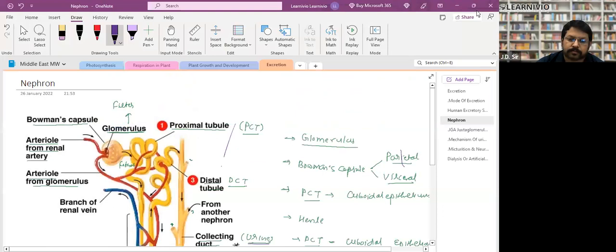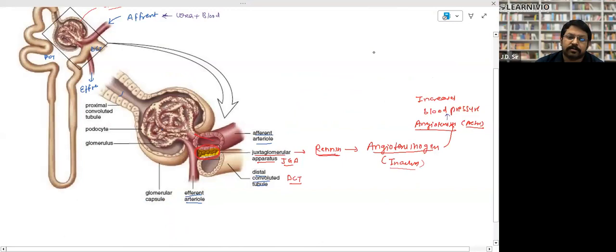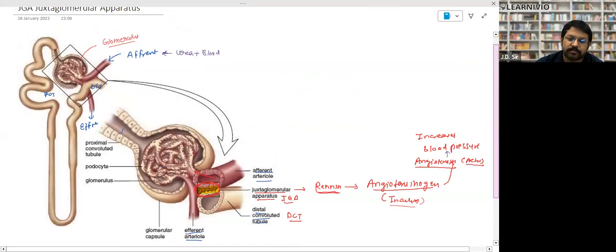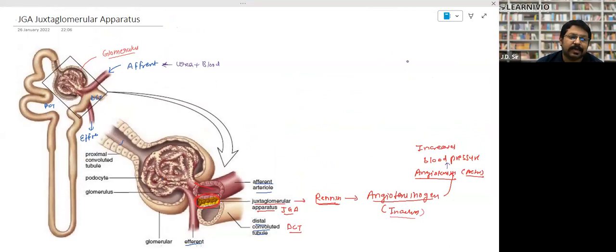This is one of the most important parts of this chapter, because there is one more important part. One of the most important parts of this chapter is the JGA. We call it the juxtaglomerular apparatus. What is the juxtaglomerular apparatus? Try to understand. So this is the structure of the nephron.